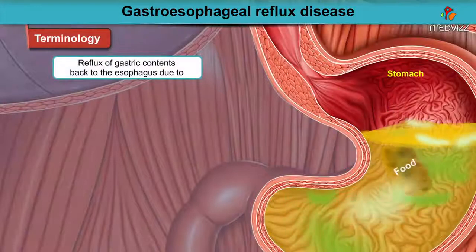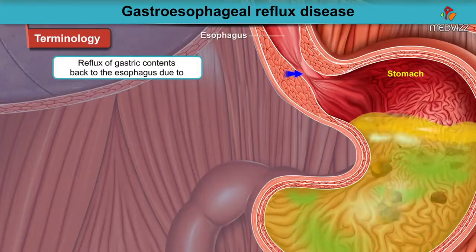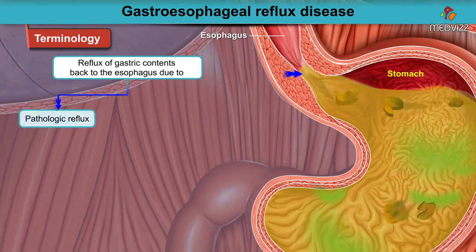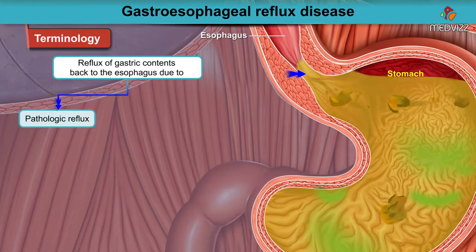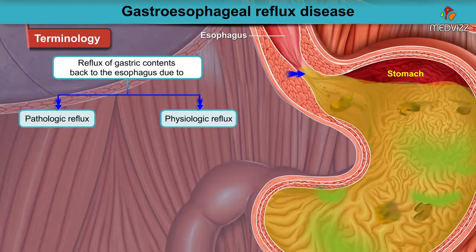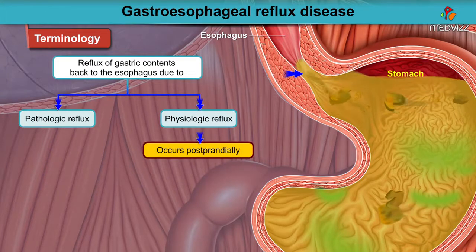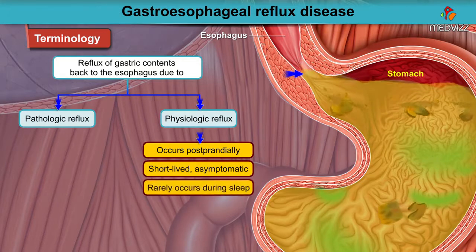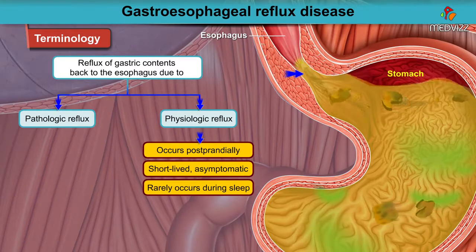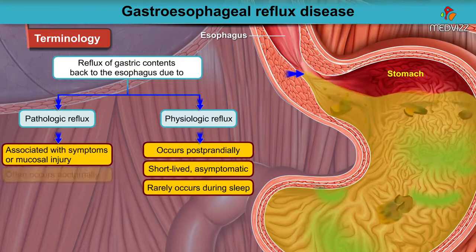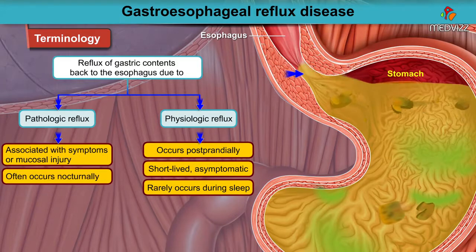When we talk about reflux of gastric contents back into the esophagus, it is not always that the reflux is pathologic, as some degree of reflux is physiologic too. Physiologic reflux typically occurs postprandially and is short-lived, asymptomatic, and rarely occurs during sleep. Pathologic reflux is associated with symptoms or mucosal injury and often occurs nocturnally.